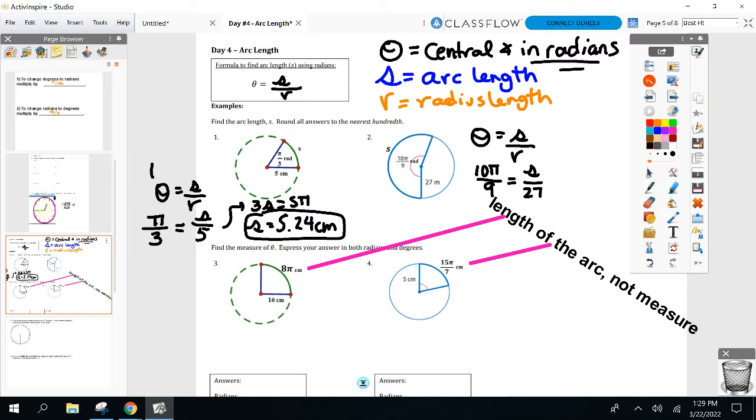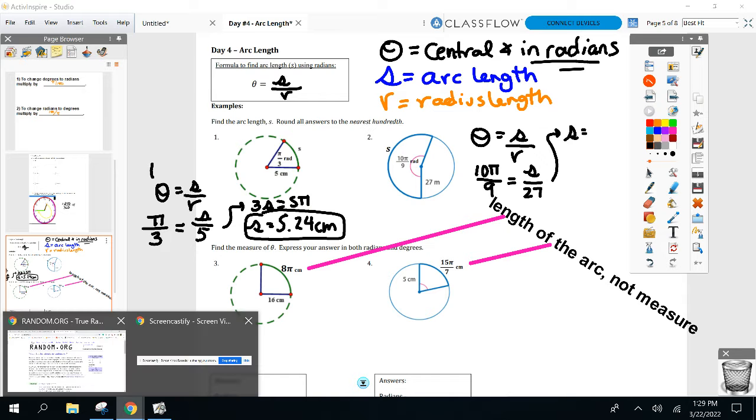Cross multiply. Divide by 9. 10 pi times 27 divided by 9. When you're ready, how about nearest hundredth here?